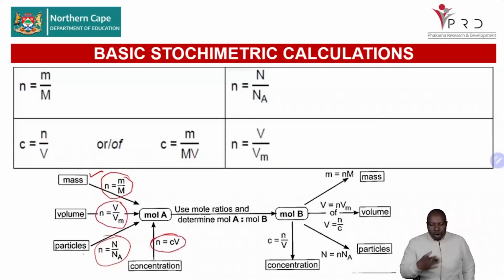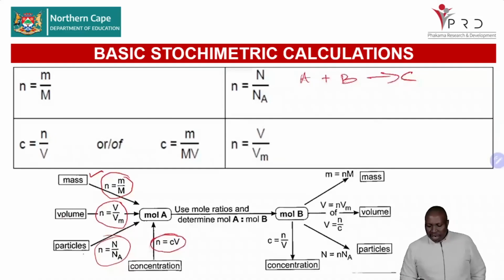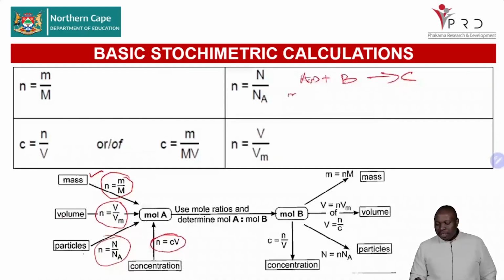So we're saying, know that whatever you are given, they only bridge for you. For example, if we say A plus B forming C, and we give you the mass of A, which is solid, you must be able to calculate the number of moles of A, because it's only when you have the number of moles that you can move from this one to the other one using the mole ratio.